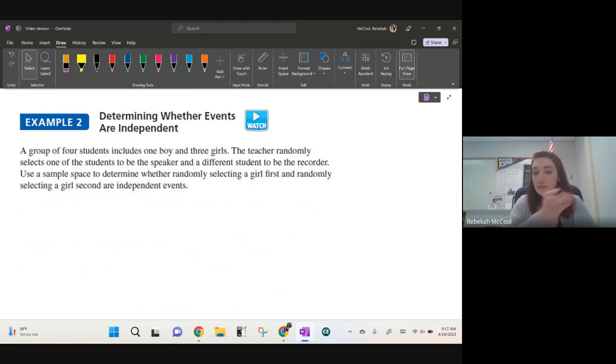So in this case, if we think about what's happening, there are 4 students. If you pick 1, you now only have 3 students to choose from. So your next selection is dependent on who you picked first. You can't pick the same student twice. If you already picked them first, there's no way you can pick them as the second choice. And so in that case, these are not independent. These are going to be dependent events.